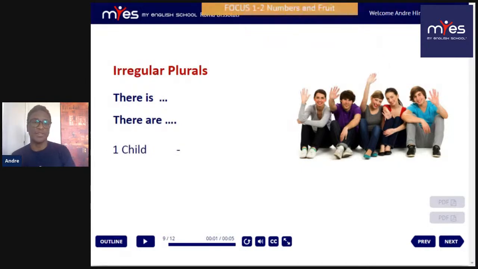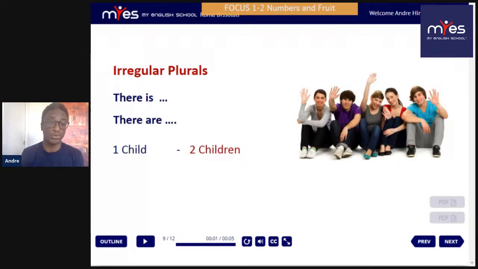So one of the irregular plurals is child. So we've got singular, 1 child, but the plural does not have an S. The plural of child is children. So you have 2 or more children.